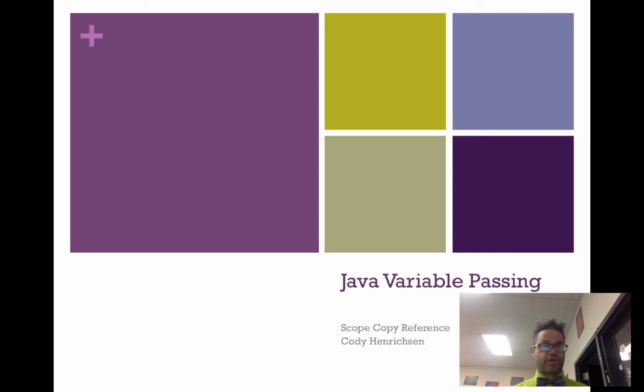Today we're looking at Java variable passing and what happens to a Java variable as it's used inside methods, the idea of scope, and whether it's a copy or just a reference. So let's go take a look at that.